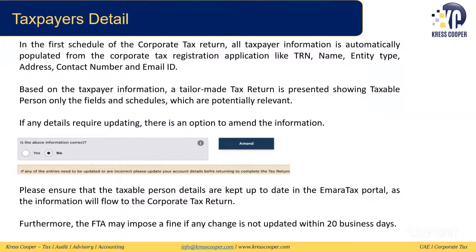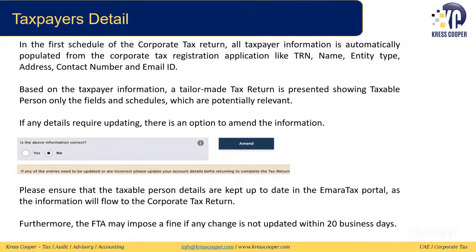Now, the first question is taxpayer details. Like I said, only if you are registered for corporate tax can you file a return. And while you were registering for corporate tax, you have already given all this information. This information is flowing through from your registration, like the name, entity type, address, contact number, email ID. All this information is what you filled in when you were registering for corporate tax.